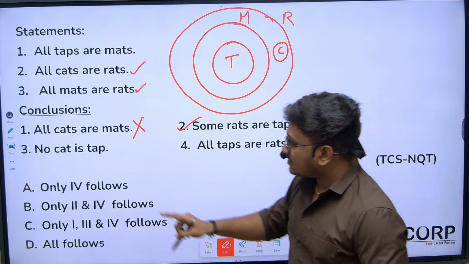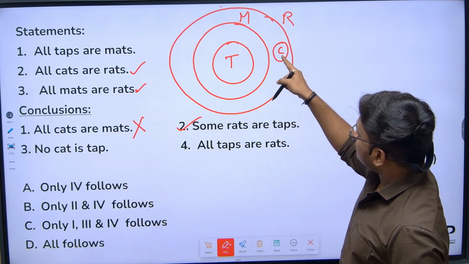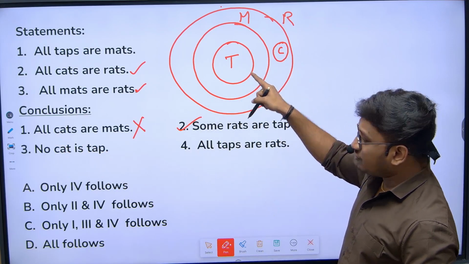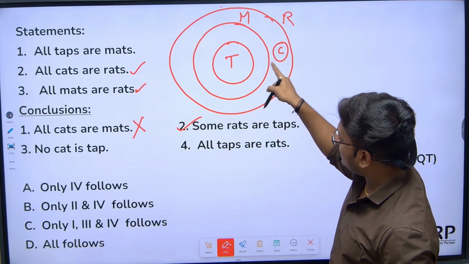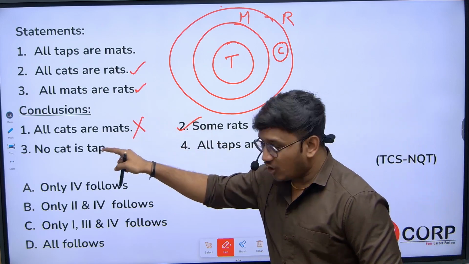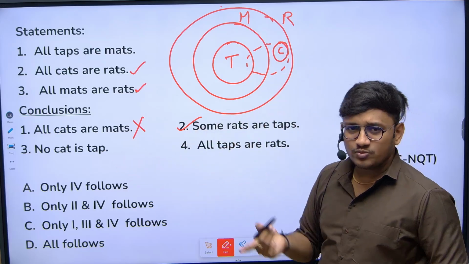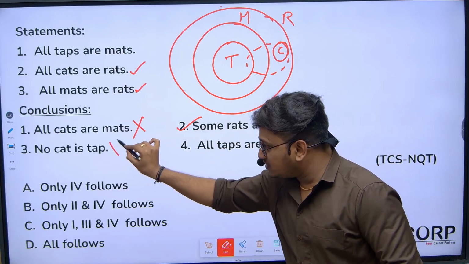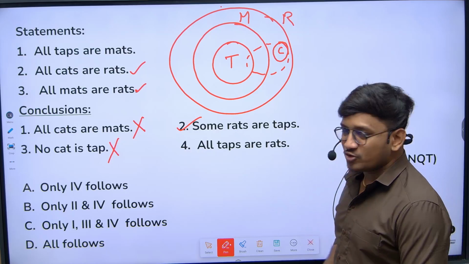Okay, next, no cat is tap. Here if you observe, no cat is tap means the cat and tap circles should not touch each other. But if you want to prove this wrong, I can draw the cat circle like this. It can touch, right? It is a possibility. So obviously I proved this conclusion is wrong. Always remember, try to prove the conclusion wrong.